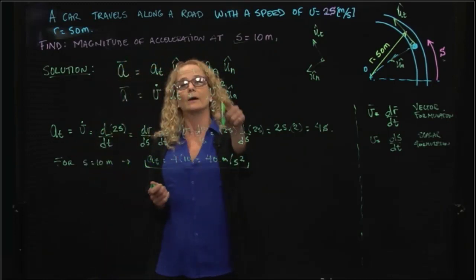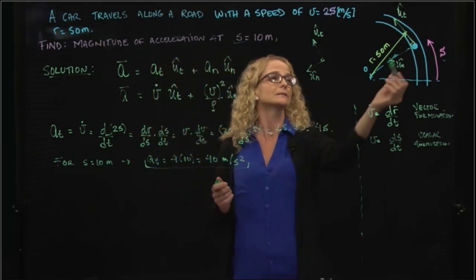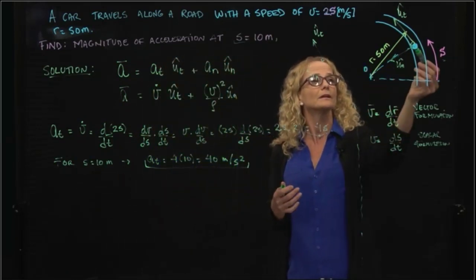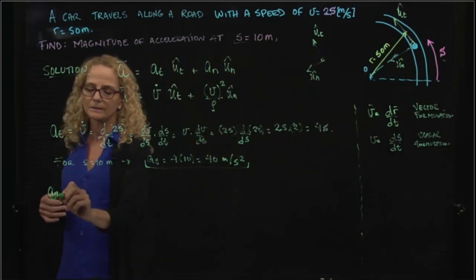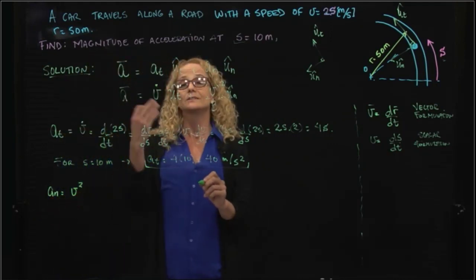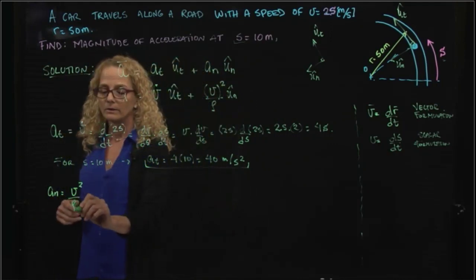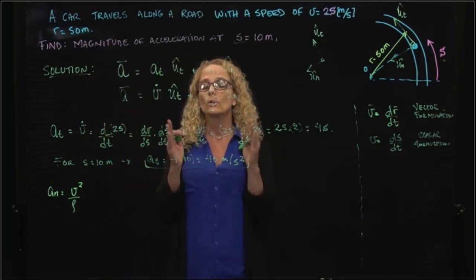Now we have to find our normal acceleration. So 40 meters per second squared is the acceleration the car will feel in the tangent direction, but then we have to find the normal acceleration, which will be the velocity squared over the radius of curvature. We don't have to derive anything. It depends only on the velocity.